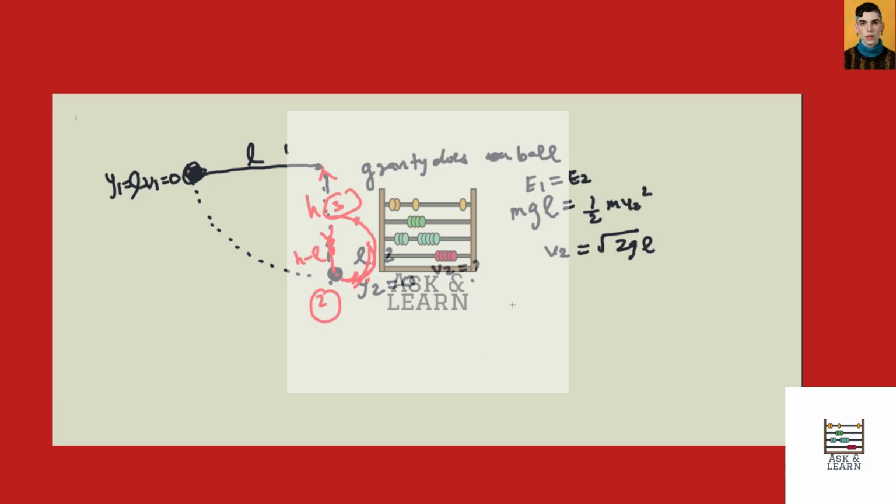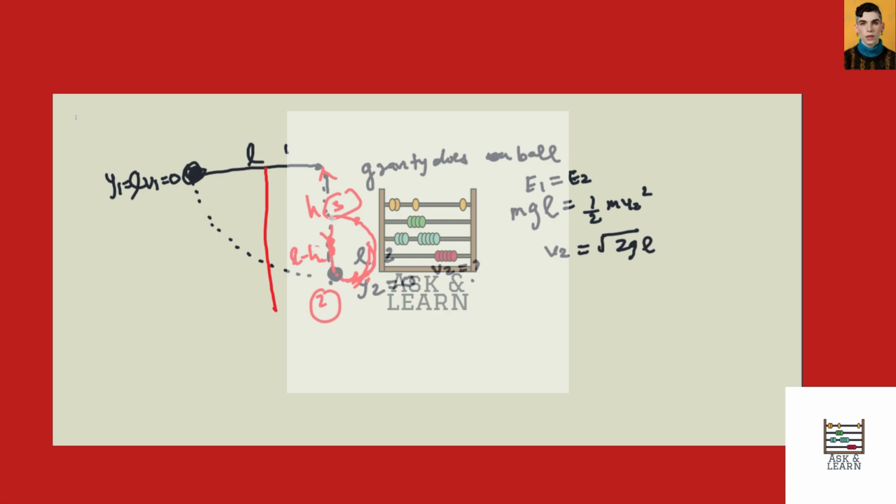We can see now that this distance is not h minus L. This is actually L minus h, because L is greater than h. So this is L minus h, because this whole distance was L and this part was h. Therefore, the circular motion is with radius of L minus h.